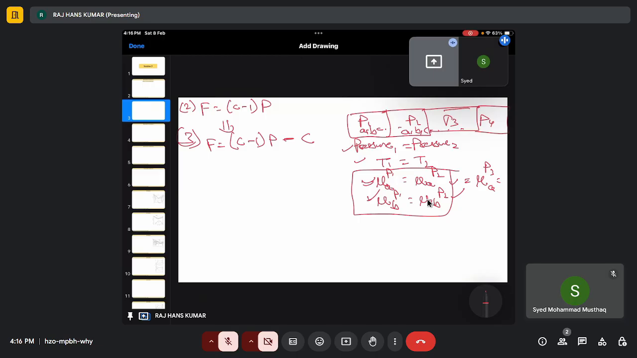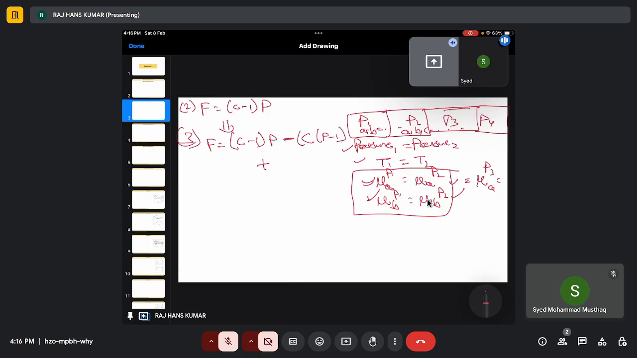We only need to know P minus 1 phases, right? Because we only need to know one phase chemical potential of a chemical component. Then we can find all the chemical potentials of that component in all other phases because they are just all equal. So then that will be equal to C times P minus 1, right?